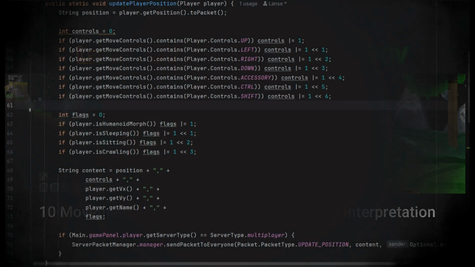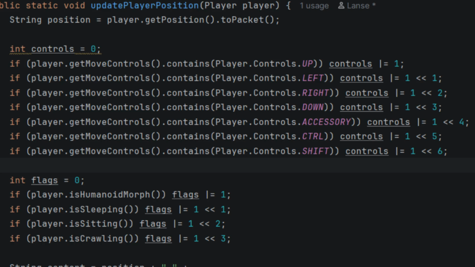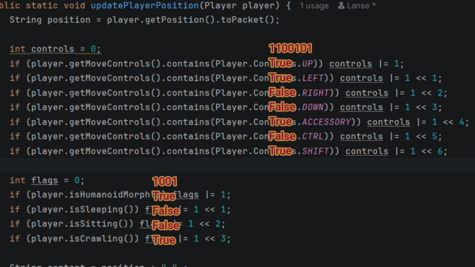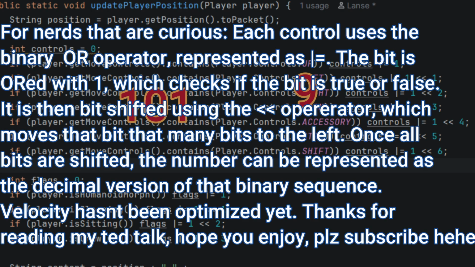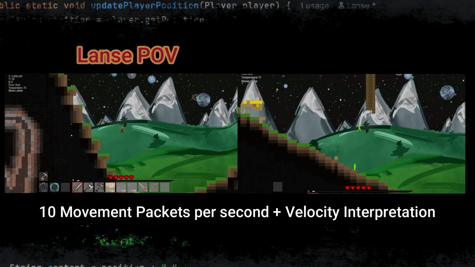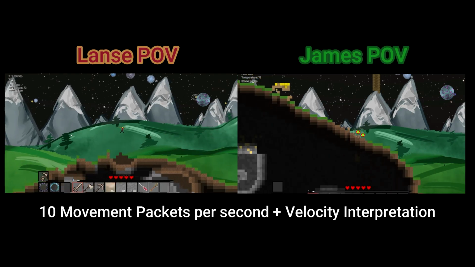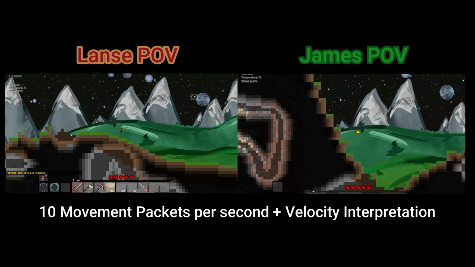Here's the code for sending a packet, and up here we have all of these booleans for different states we can be in. But instead of sending true, false, we can take all of those, put them into an integer using some crazy bit manipulation, and we get a very efficient packet. This means that we could represent our entire state in just about 2 integers, which is very easy to send over a network.